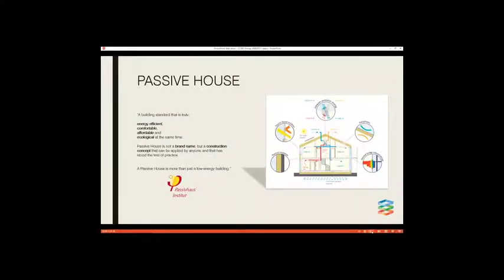So we do have the 5 main principles of Passive House, which I will talk about in detail and introduce you to, hopefully in a slightly different format than what we've had already. But it's really about having energy efficient, comfortable, affordable and ecological buildings all at the same time. So we're not just talking about homes, we're talking about all structures that we live and work in. So that's what we're trying to get to.